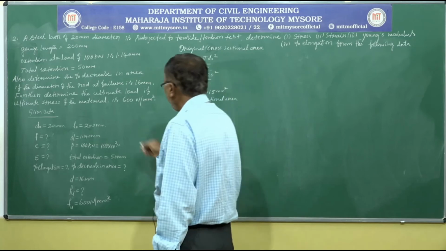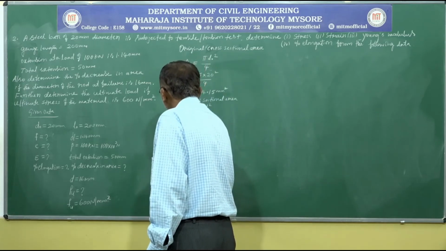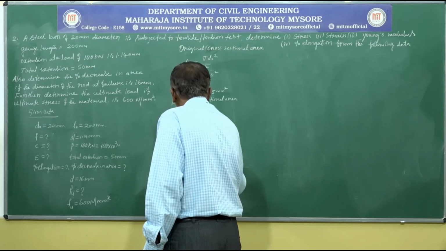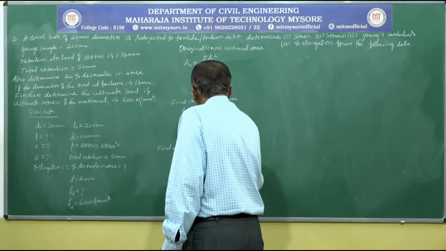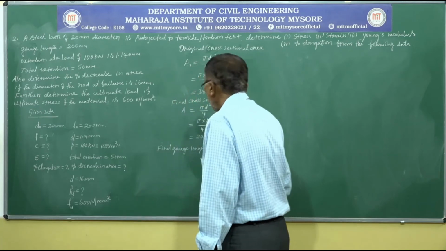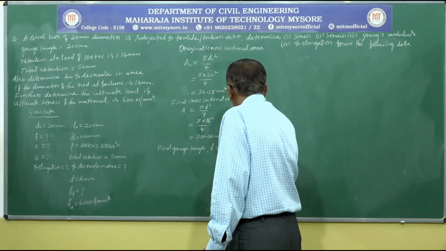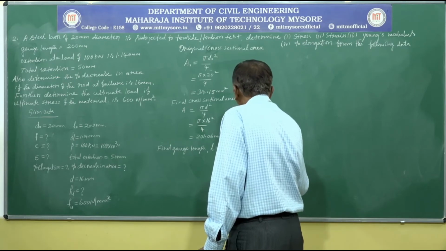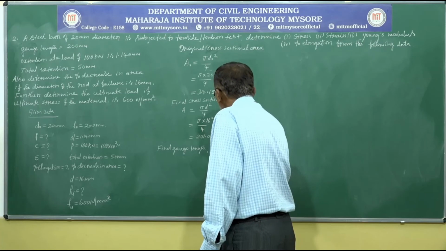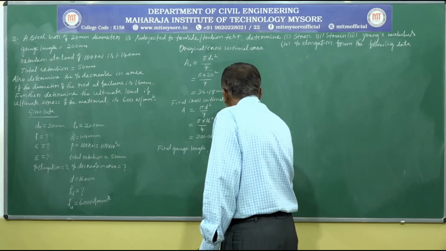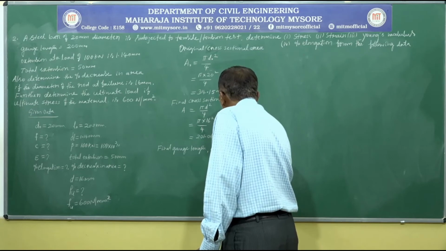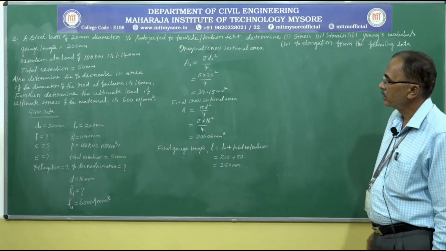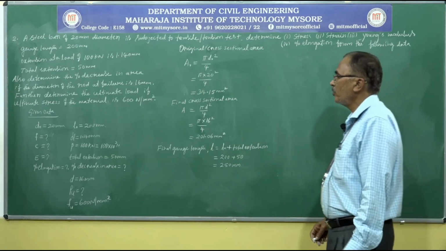Here itself you can calculate the final gauge length. Final gauge length L is equal to L naught plus total extension. That is equal to original gauge length, 200 millimeter, plus 50, that is equal to 250 millimeter. Now let us calculate the unknown or required values one by one.